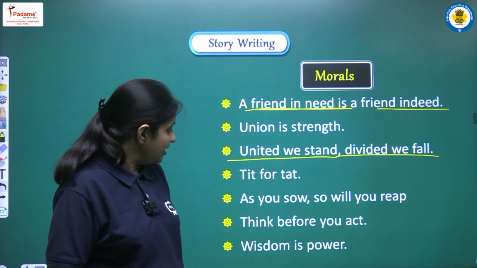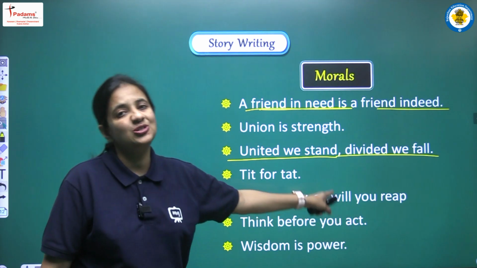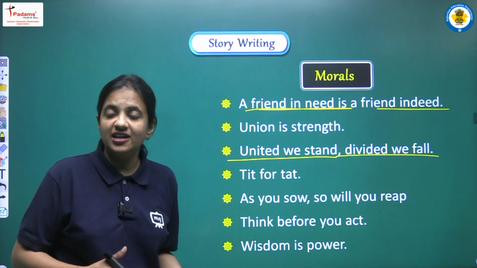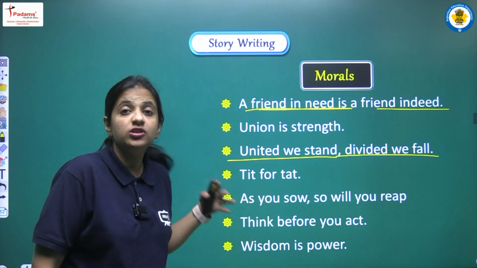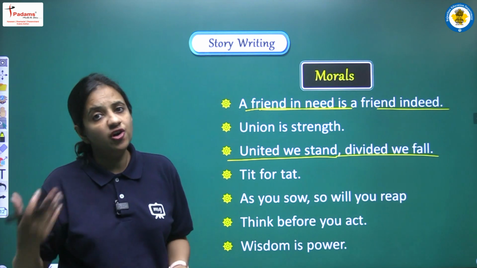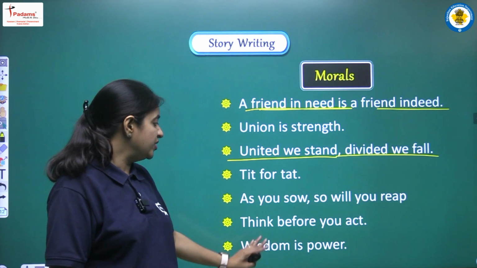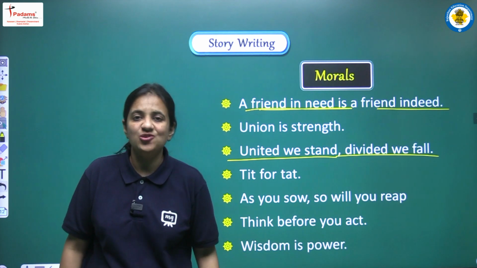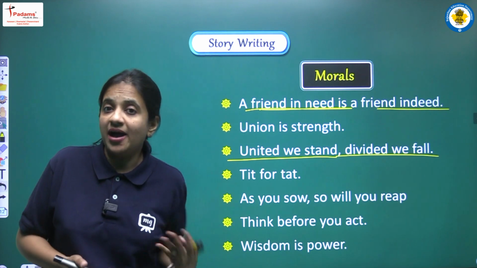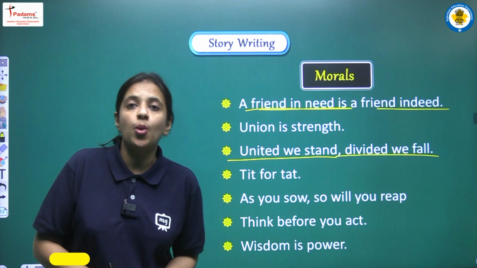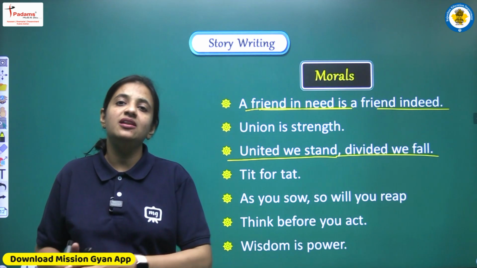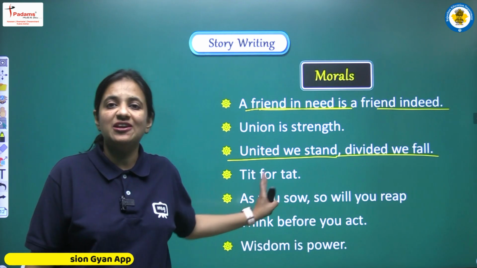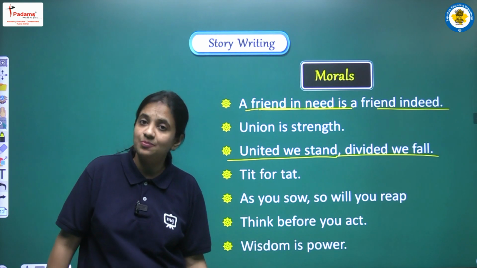Okay. Next one is think before you act. So yes, it's also a very common moral that you can use appropriately in any story, that always we should think before acting. Next one is wisdom is power. So all the stories that teach us this thing, that always we have to use our mind, our brain, and a person who is wise enough can overcome all the difficulties. So in all those stories we can write this moral, that is wisdom is power.